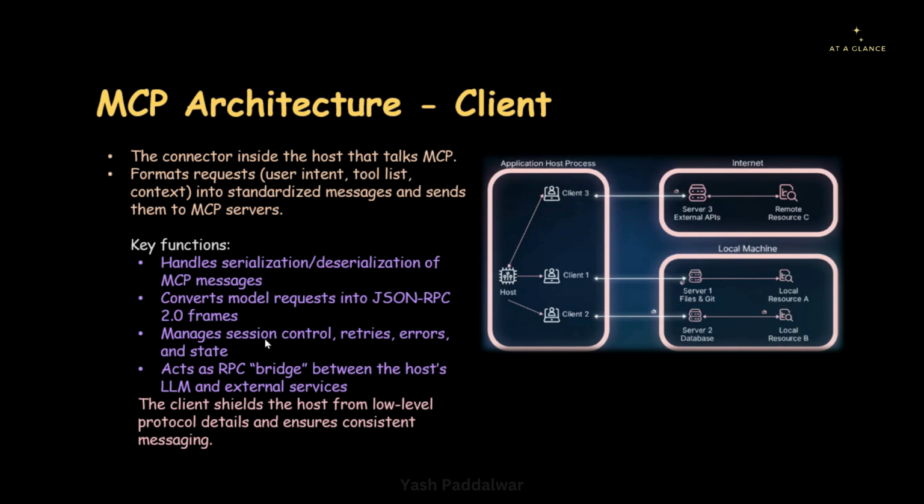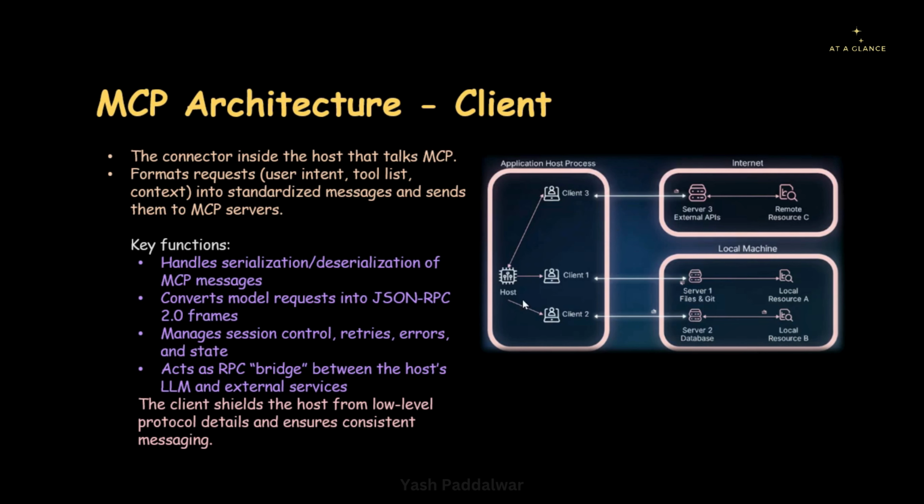So everything like session controlling and the management of the proper execution of the entire process is taken care of by JSON RPC also. Continuous tracking of whether a particular task is getting executed, fails, or is on hold is taken care of by this way of communication, that is JSON RPC. The client acts as an RPC bridge between the host, LLM, and the external services. So, in short, the client shields the host from low-level protocol details and ensures consistent messaging. I hope now you understand how important this client is.